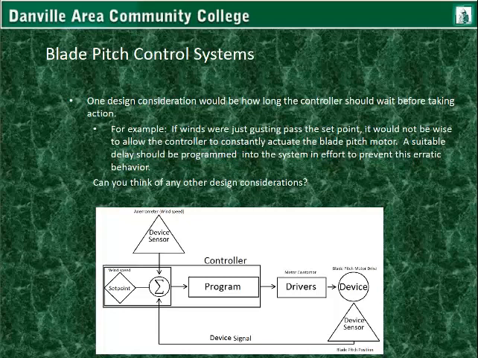There would be a lot of wasted power pitching the blades with this control system every time the wind changed speed, which it never really stays exactly the same. Can you think of any other design considerations?